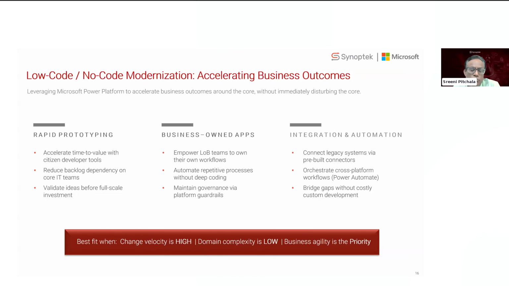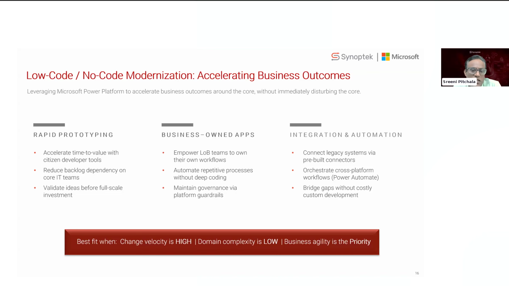With the little effort that you built this, you get the value out of it rather than building complex integrations again. So summing up, this is the best fit. Where do they really work best? That's what we summarize: change velocity is high. This is what we talked about. The kind of rules that the business looks at frequently change.